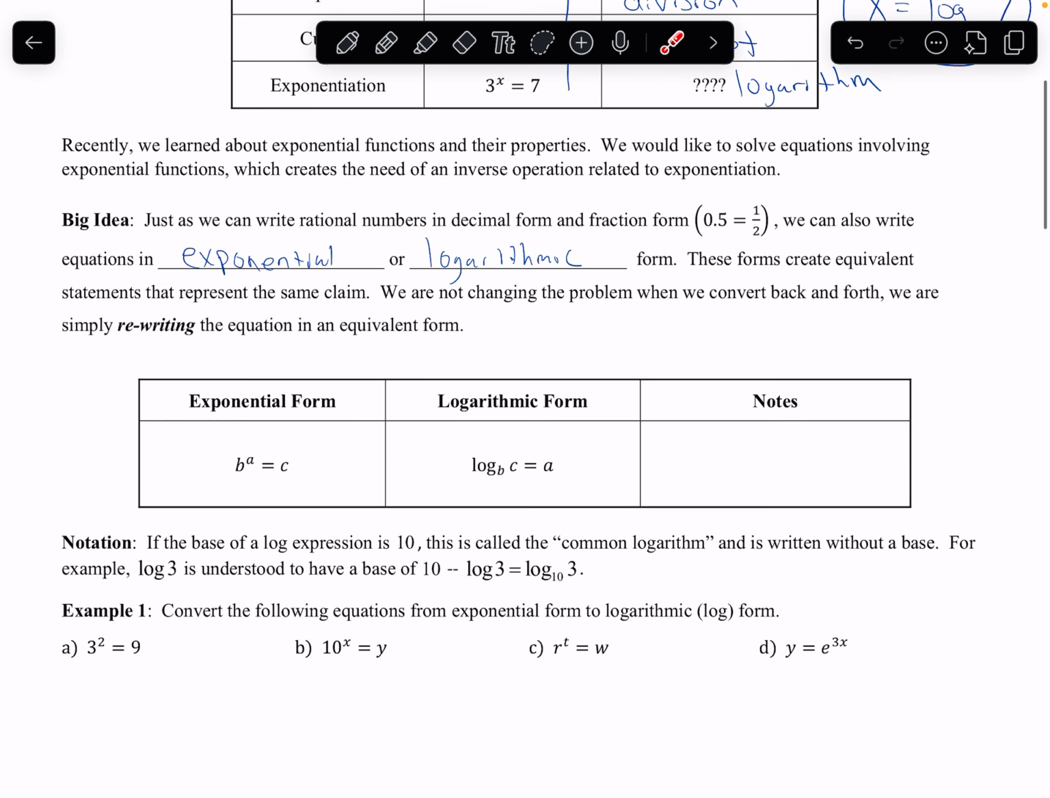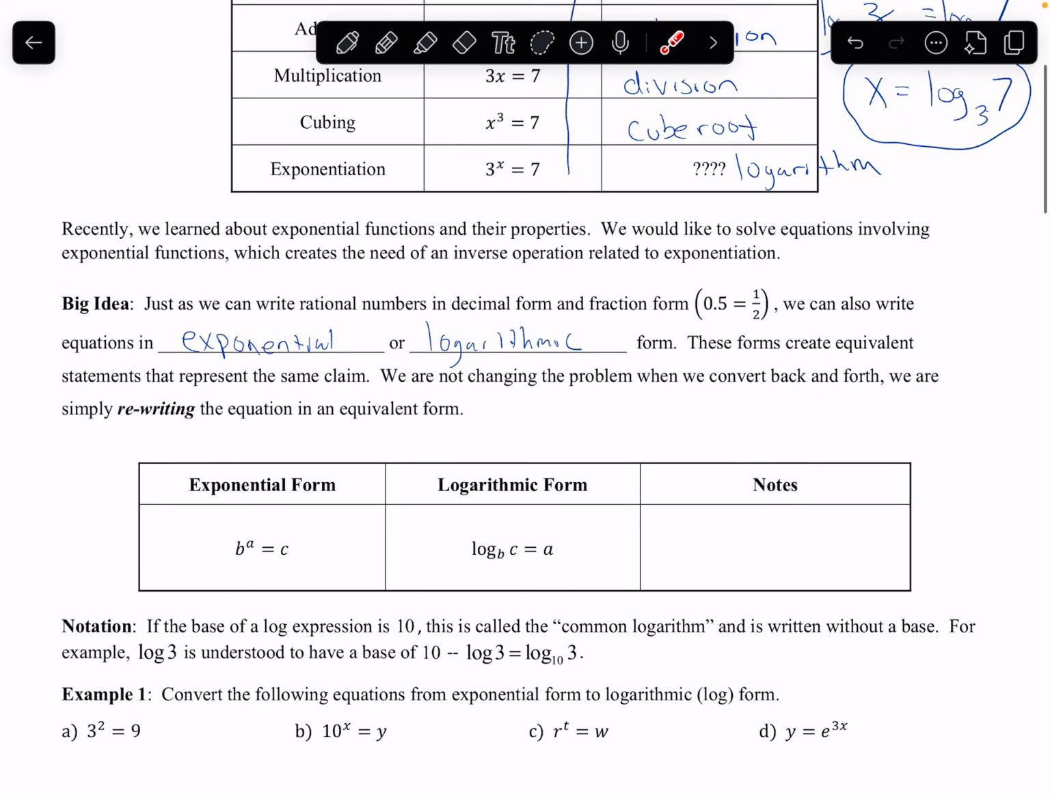So let's look at what the notes did. Like I said, I don't like how they presented this, but let's go ahead and look at it. It's saying b to the a equals c. The equivalent form is this: log base b of c equals a. All right? It doesn't tell you why. It just says if you have this, you can rewrite it like this.